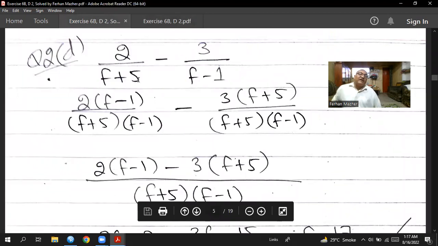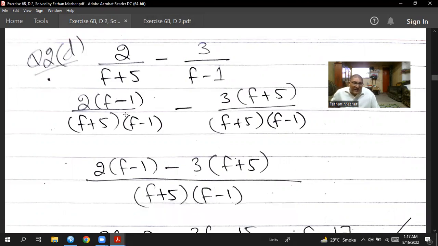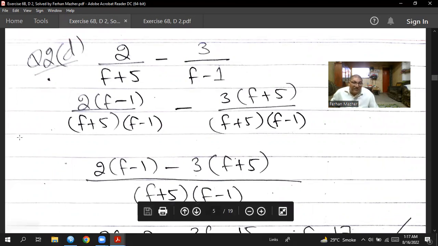So here upstairs and downstairs, in the numerator and denominator both, they are multiplied with the f minus 1. Sorry, f minus 1 upstairs, f minus 1 downstairs. In this second fraction, I will multiply upstairs and downstairs with the f plus 5. Numerator and denominator both are multiplied with the f plus 5.